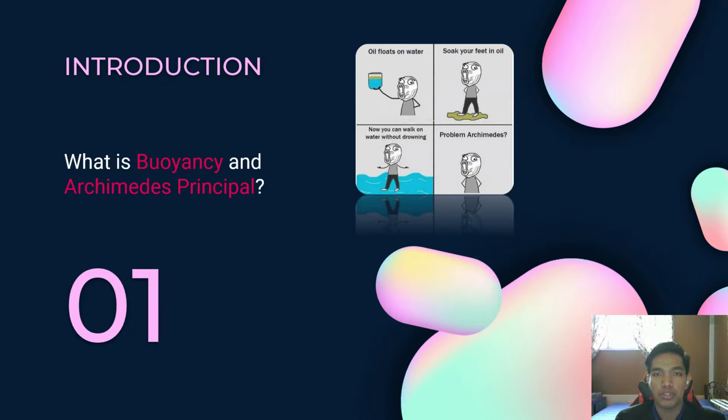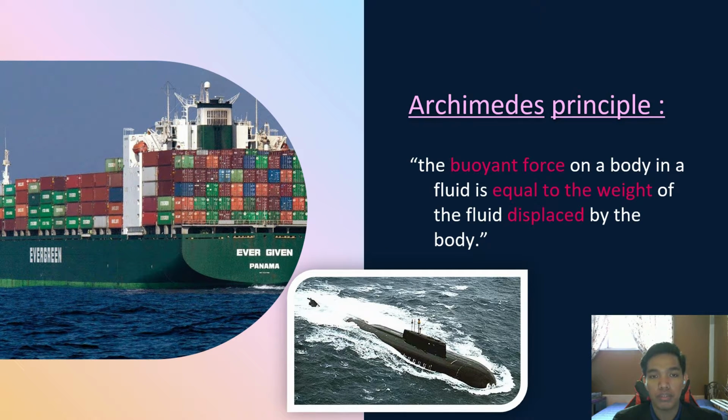Without further ado, let us go straight to our introduction, with the question: what is buoyancy and Archimedes principle? From what I've learned during the fluid mechanics class, Archimedes principle states that the buoyant force on a body in a fluid is equal to the weight of the fluid displaced by the body. For the whole experiment, we are going to discuss and refer to all of the principles based on this statement.